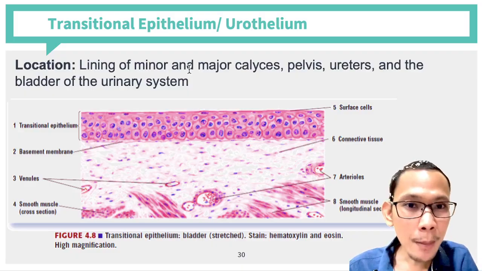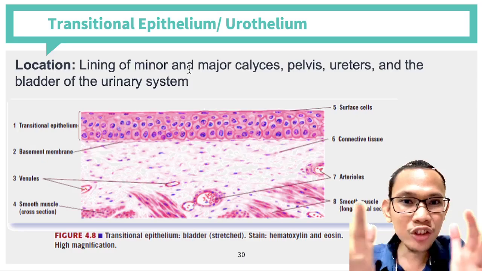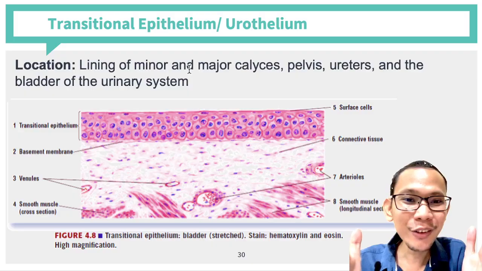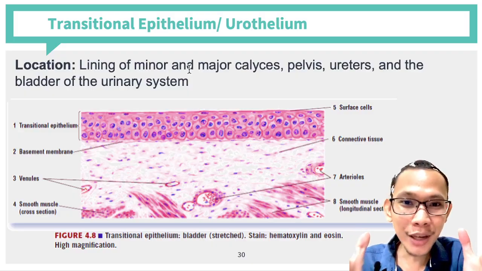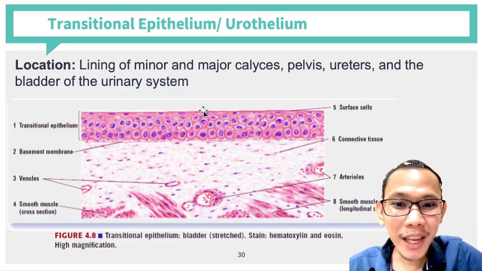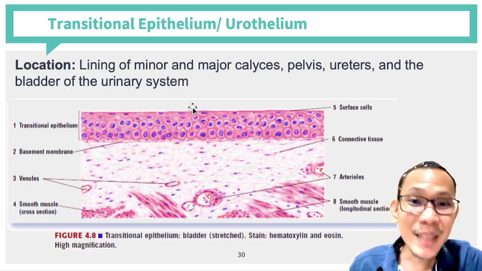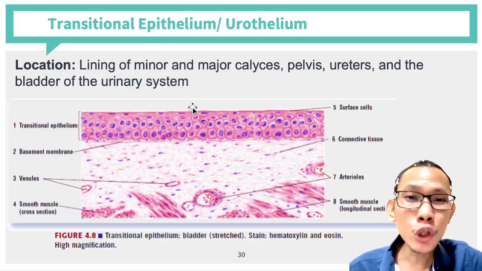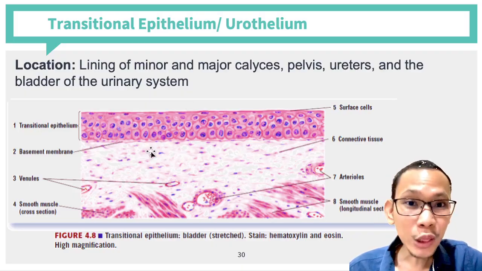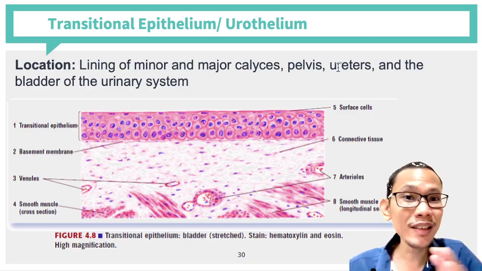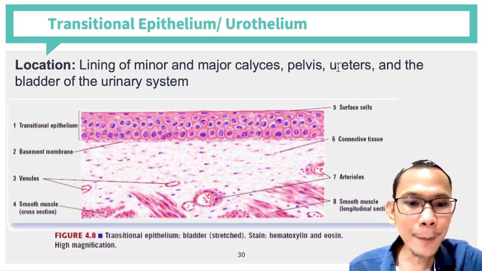So, stratified squamous kasi nga, when it becomes stretch, anong nangyayari? Nagiging flat cell sila. Nagiging flat. Correct? Pag hindi puno ang ihi sa ating urinary bladder, bumabalik siya. It looks like now a cuboidal. So, kumbaga, it resemble your squamous epithelium or your cuboidal depending on the status of your bladder. Depending on the status of your ureters, kung nasa-stretch pa siya or hindi. Okay? When it is stretched or when it is contracted.